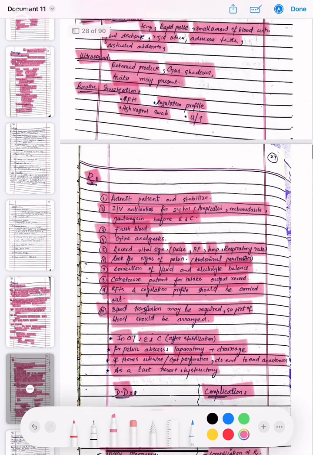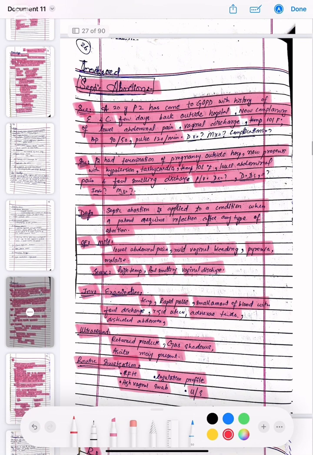So we have discussed the septic abortion, and we have discussed the scenario of the septic abortion, that there is a P2 who has come to OPD with history of E and C few days back outside hospital, now complaining of lower abdominal pain, vaginal discharge, and the BP is 90/50.